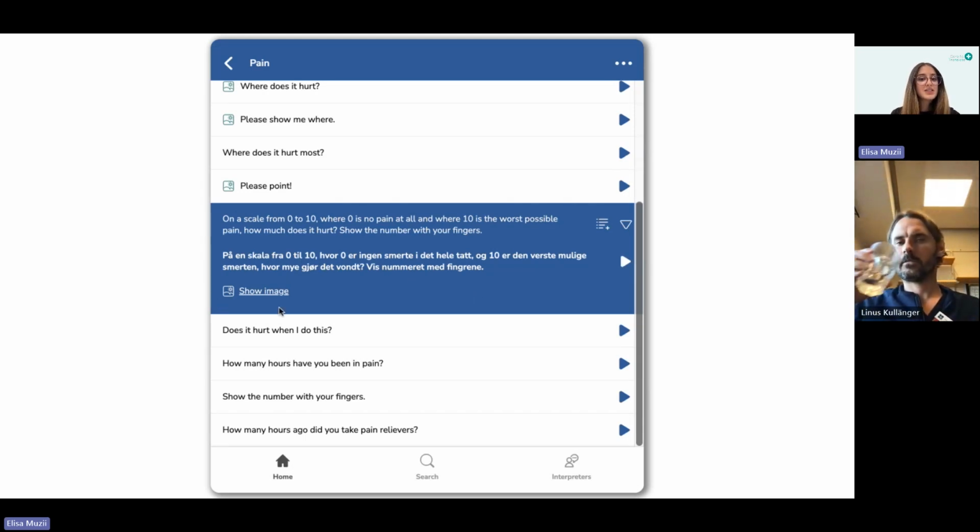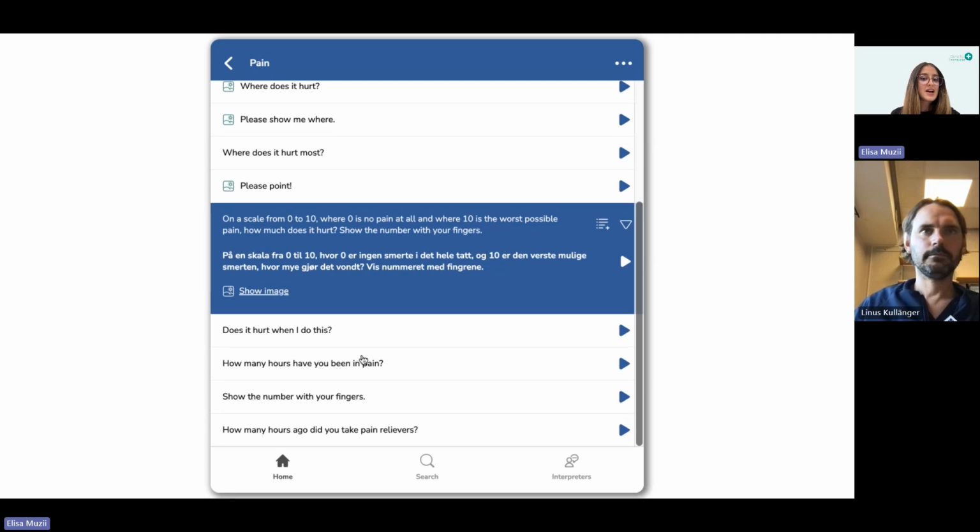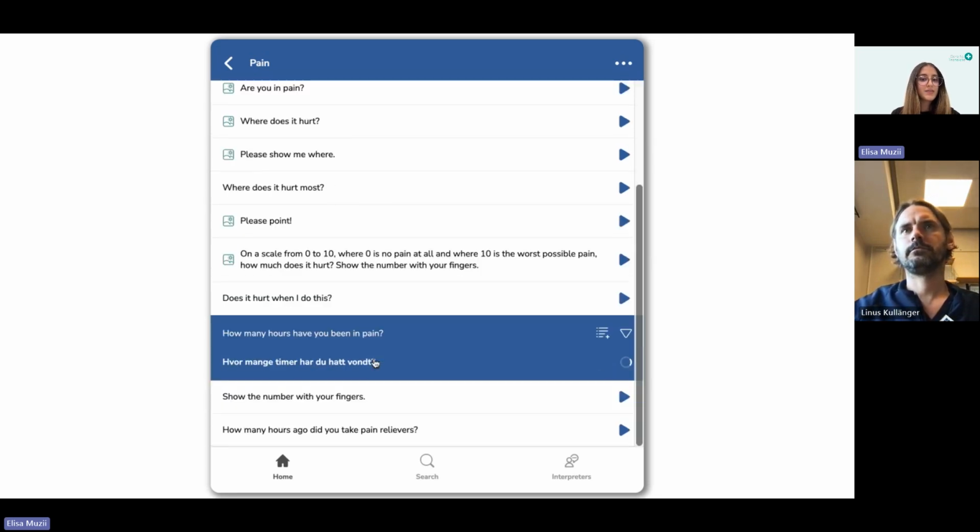And you can also see that some of our phrases are accompanied by an image icon. And you can press on it and an image will show to further convey the meaning of the phrase you're trying to communicate. You can ask how many hours have you been in pain? Hvor mange timer har du hatt vondt? And again, show the number with your fingers.